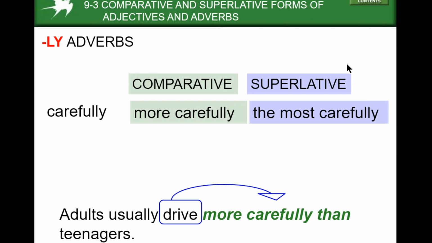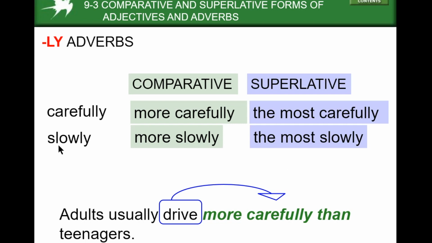So let's take a look at some examples of comparative and superlative adverbs. When you have adverbs ending with ly, for example, carefully, then you have more carefully, the most carefully. Slowly, more slowly, the most slowly. Let's take a look at an example. Adults usually drive more carefully than teenagers. Here we should use adverbs to describe verbs. So we put more carefully in back of drive.